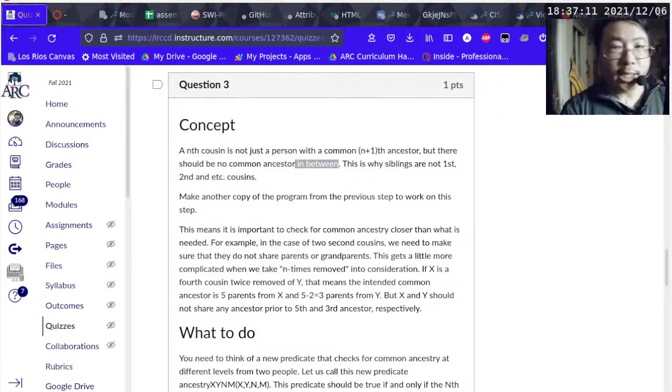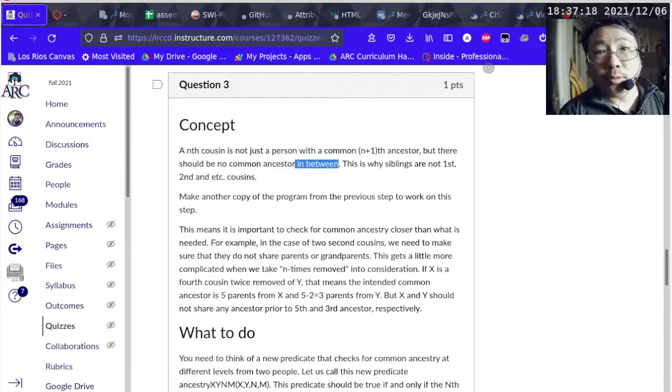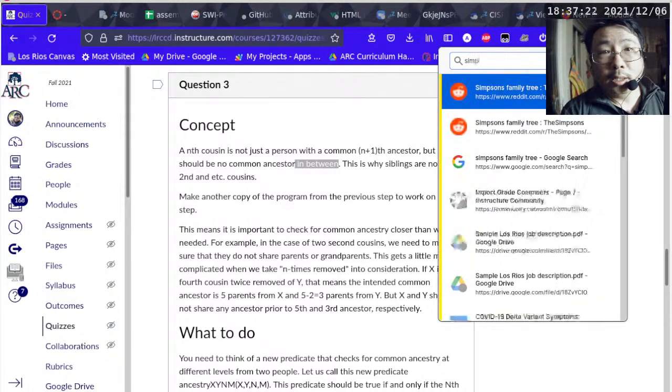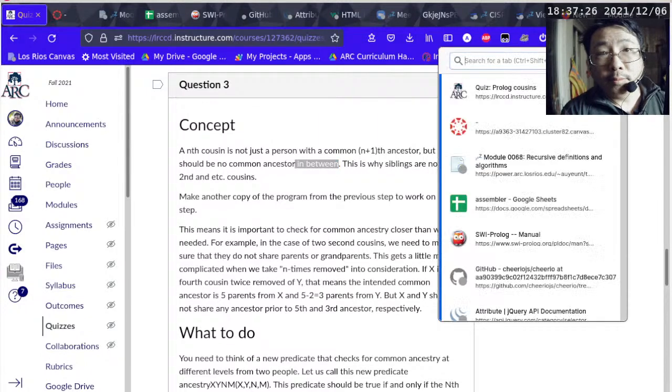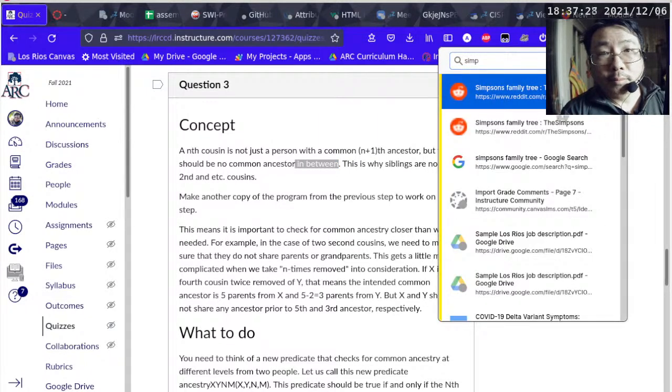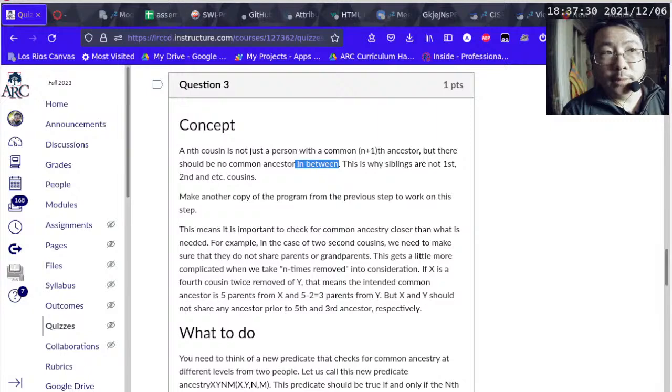From the picture. Oh, from The Simpsons? The ancestry tree of The Simpsons? Oh, okay, sure. Let me get back to it. Nope, not that one. Still not that one. Where did I put it? Oh, this one, I think.